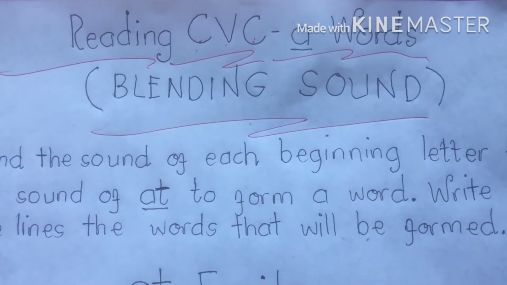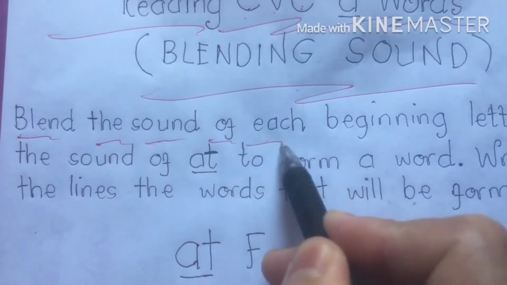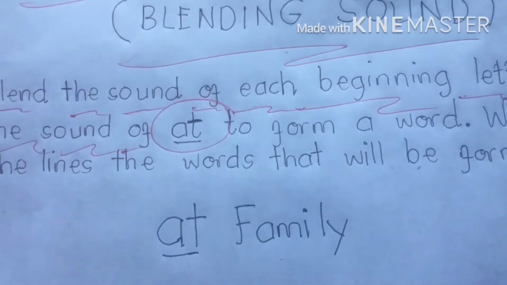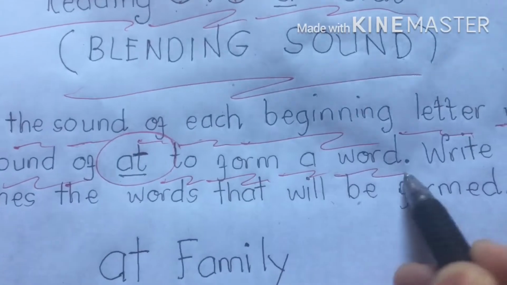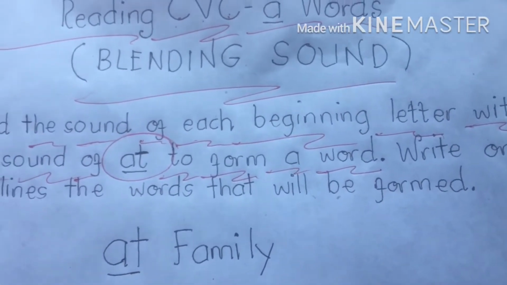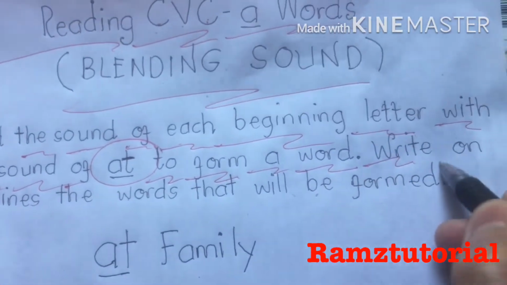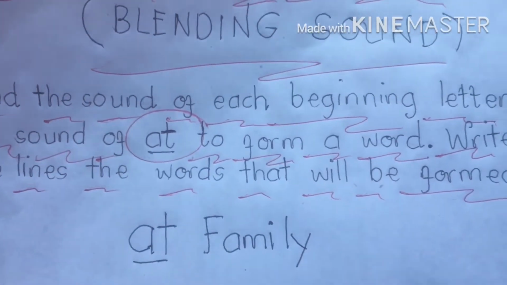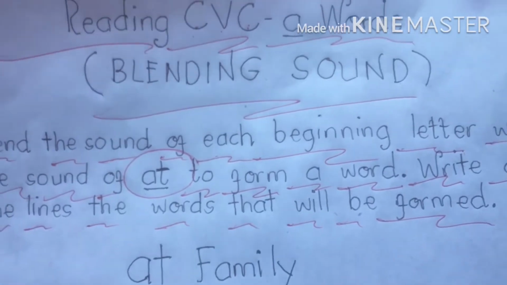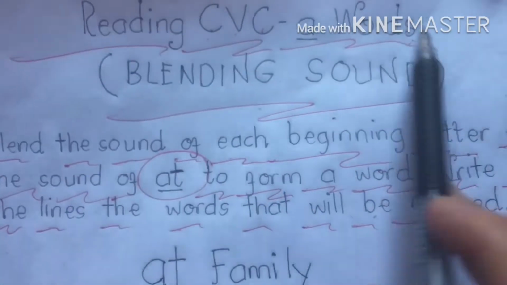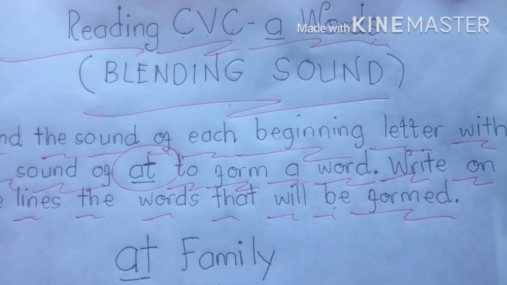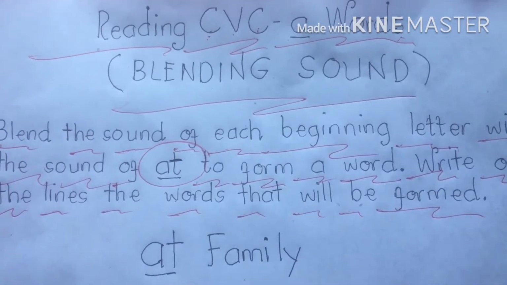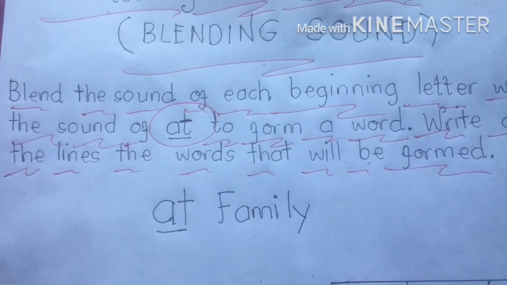Blending of sounds is that we're going to blend the sound of each beginning letter with the sound of the at words to form a word. Okay? So blend that in order to form a word. We're going to write on the lines the words that will be formed. That is the power of consonant, vowel, consonant words. That is CVC words. This is very much important, especially, guys, when your kids are ages 3, 4 and up. This is what you call a suitable topic for you, my dear students.